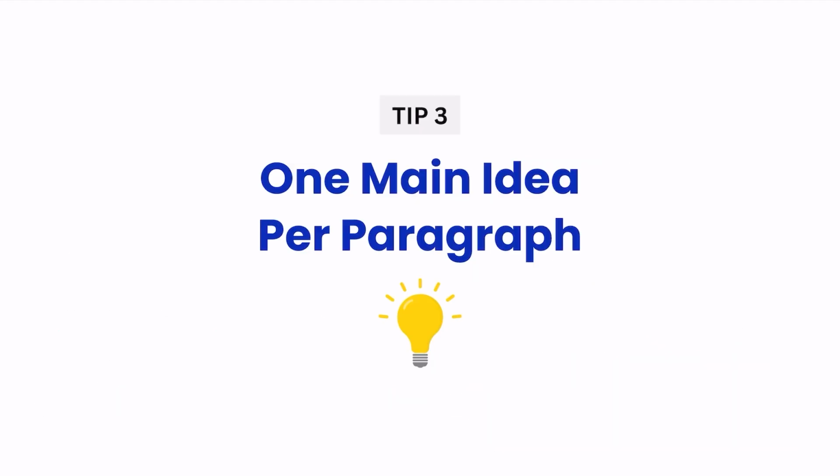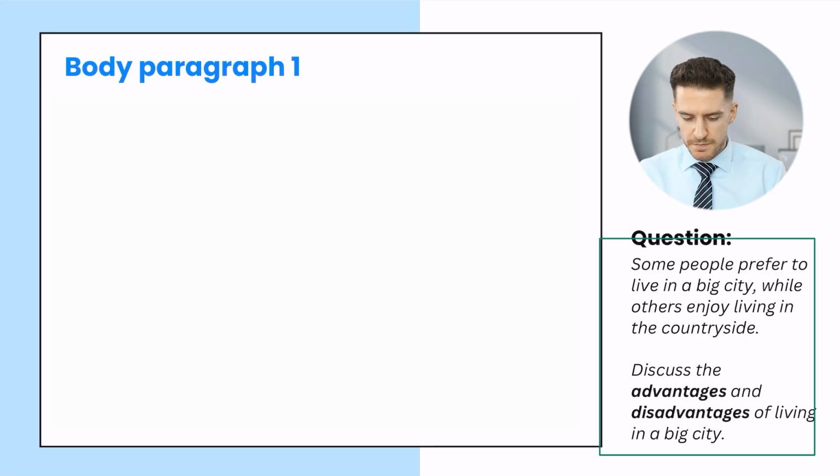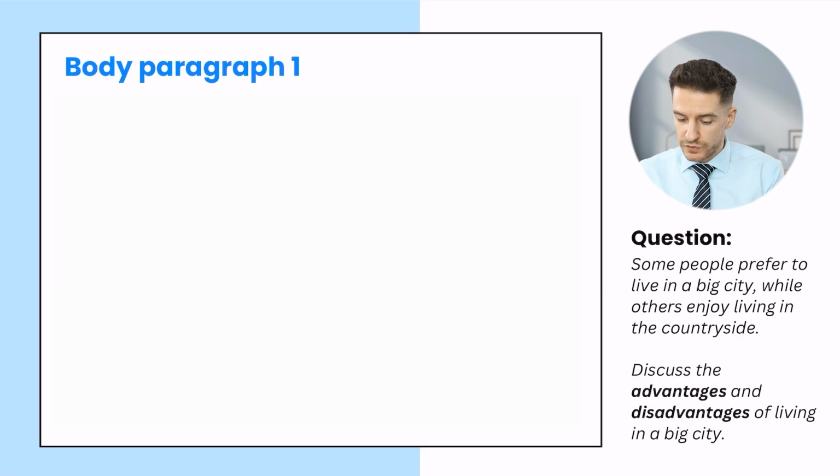Tip 3, 1 main idea per paragraph. So have a look at this question in the corner here. It says, some people prefer to live in a big city while others enjoy living in the countryside. Discuss the advantages and the disadvantages of living in a big city. So you need to talk about the advantages and the disadvantages. Well, let's have a look at an example body paragraph from a student.